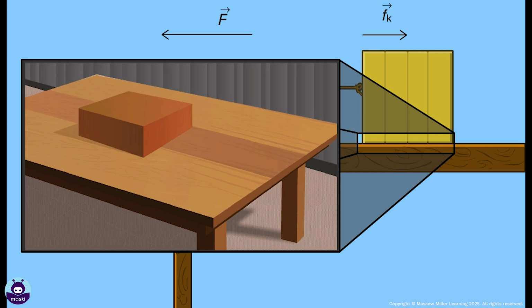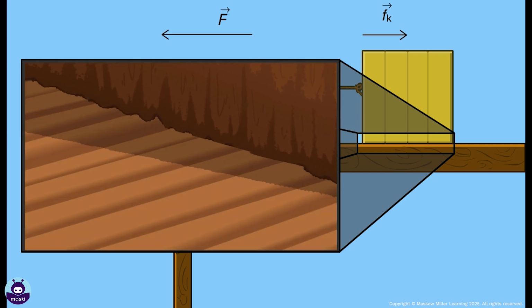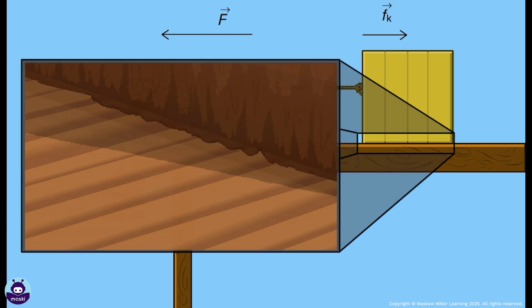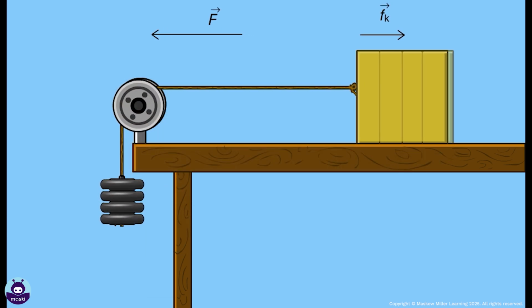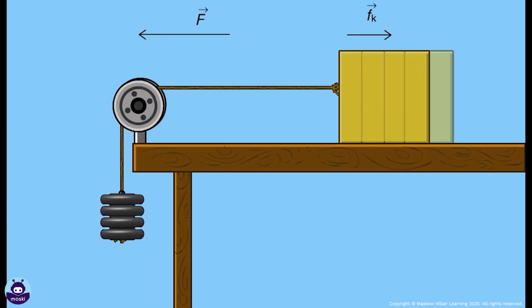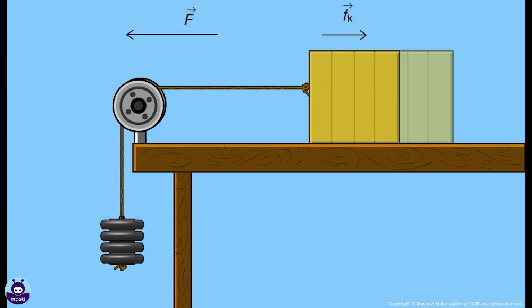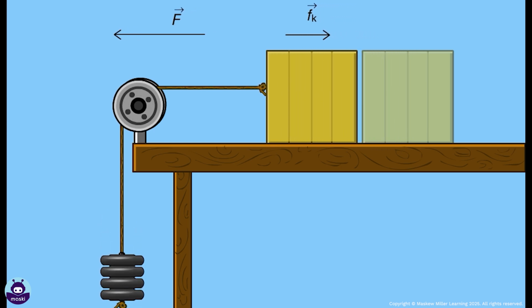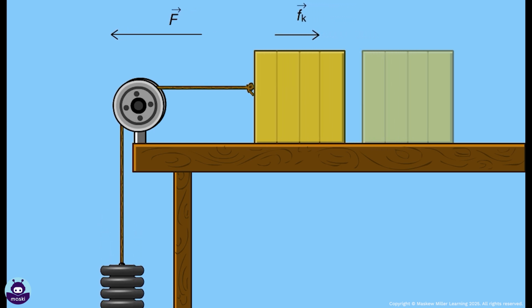At the microscopic level, the interlocking is overcome, and the body begins to move. Now, the friction is no longer static friction as the body has started to move, but there is still a frictional force. This is kinetic or sliding friction, and is lesser than the force of static friction. It is kinetic because the block is in motion.